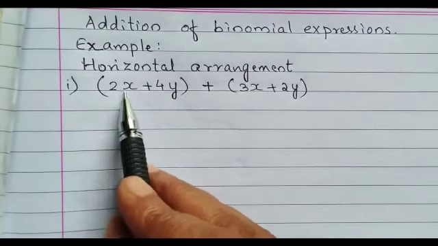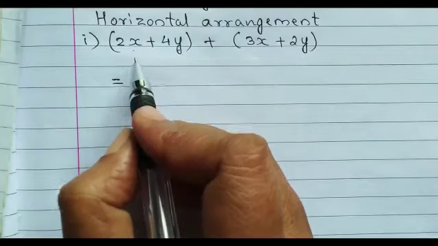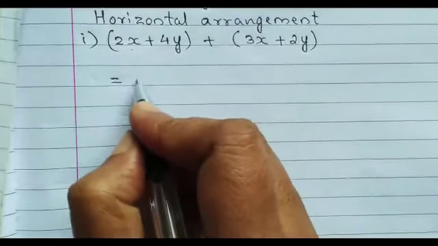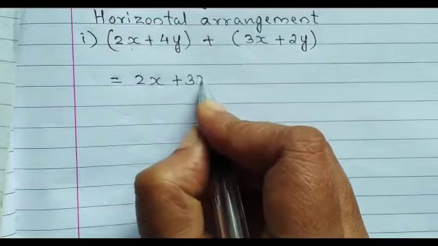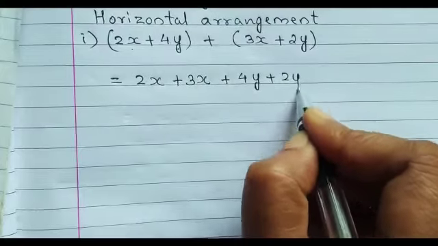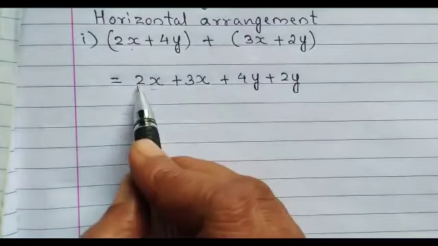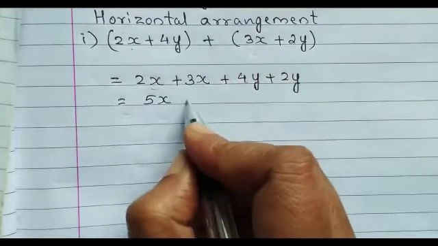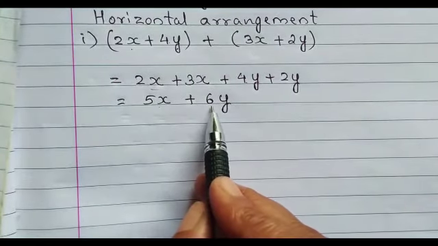Now the first expression is 2x plus 4y. The second expression is 3x plus 2y. First what we have to do is we have to collect the like terms together. So let's write that together. So 2x over here and from here plus 3x, plus the 4y plus 2y. Now these two are like terms and these two are also like terms. So 2x plus 3x will give you 5x and 4y plus 2y will give you 6y. So the answer is 5x plus 6y.